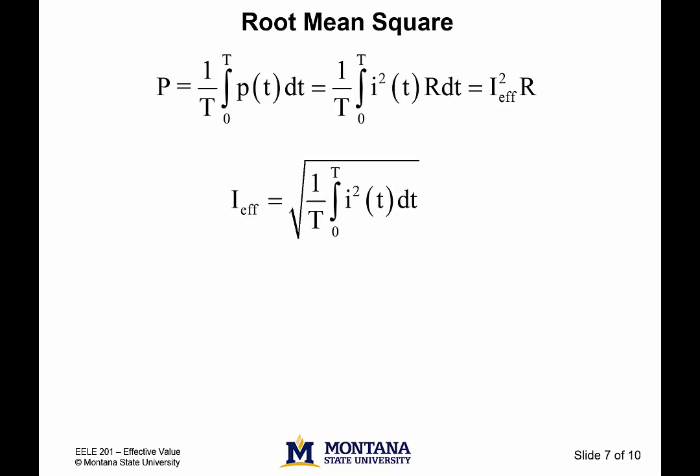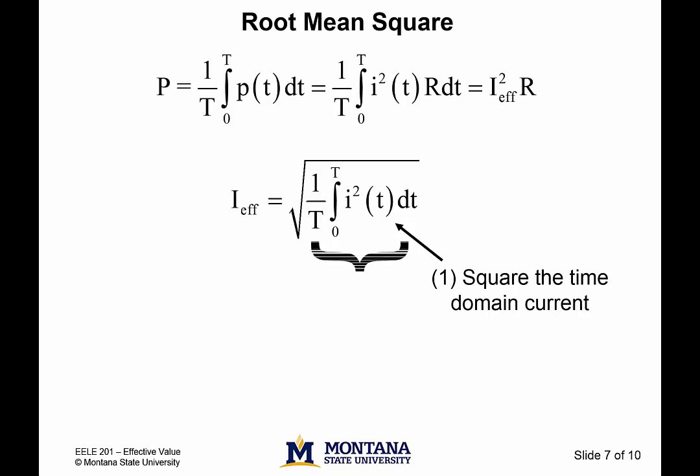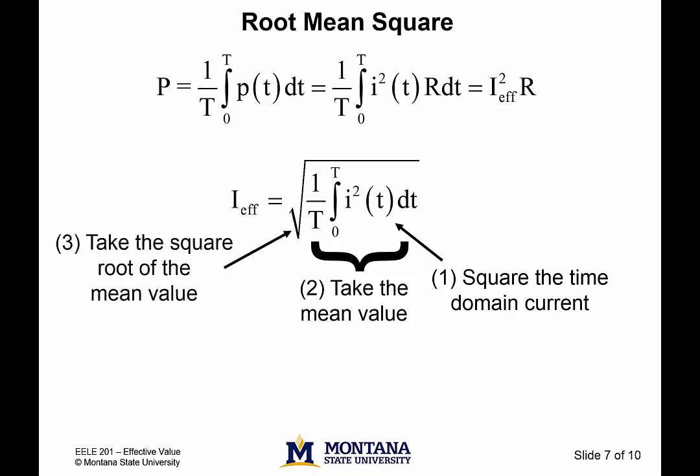Notice the first thing we do. We square the expression for the time domain waveform. We then take the mean value of the square. Finally, we take the square root of the mean value of the square. What is another name then for effective value? It's root mean square, abbreviated RMS.